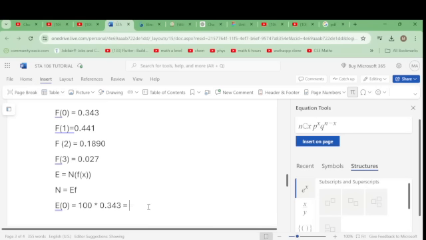You see, it is correct. 34.3, this is it here. Do it for the second one. Then when it is 1, equals to 100 times 0.441, which is equals to what? I think that's 44.1.